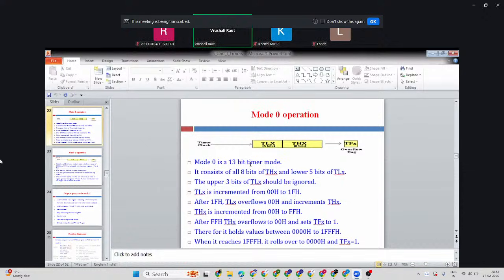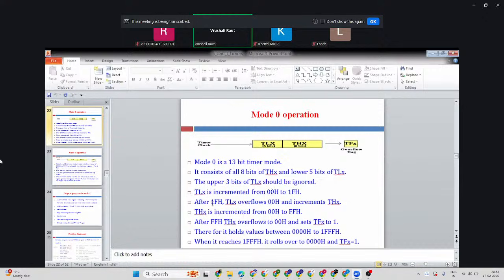So we'll read here. Mode 0 is the 13-bit timer mode. It consists of 8 bits of TH and 5 bits of TL. The upper 3 bits of TL should be ignored. Why? Because we are going for just 13 bits. Instead of 16, we are going for 13. So 3 are ignored. TL is incremented from 00 to 1F.